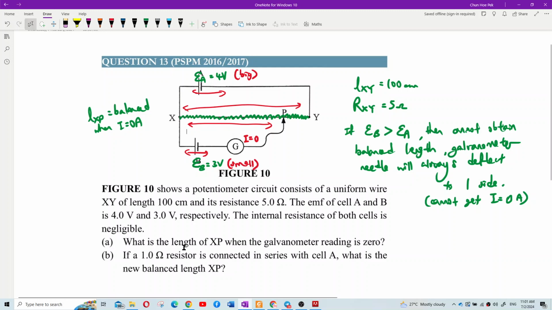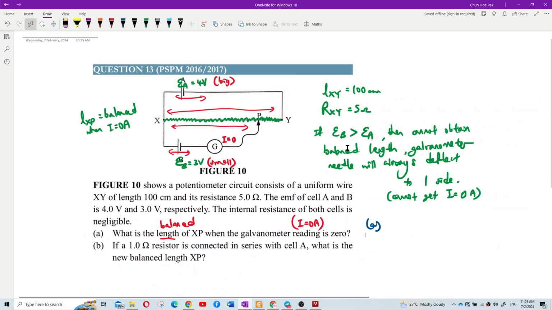Question A. What is the length of XP when galvanometer reading is 0? Galvanometer reading is 0 means apa? Means I equal to 0 ampere. Get balance length. That means this length will be balance length. So what is the balance length XP when current equal to 0? So what is it? Use ratio, class. Use ratio.